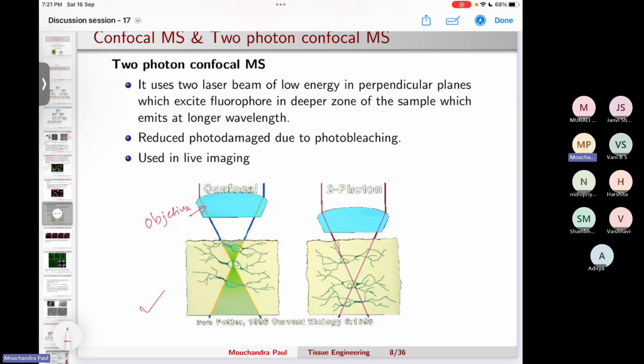Okay, so single photon is good if your sample is not very thick and you don't need very deep slices of your sample. But you should go for two photon microscopy, confocal microscopy, because it can reach deeper sections of your sample along the z-axis. So the signals you will get will be from the deeper planes of your sample, and the information that will help you gain will be much more accurate.